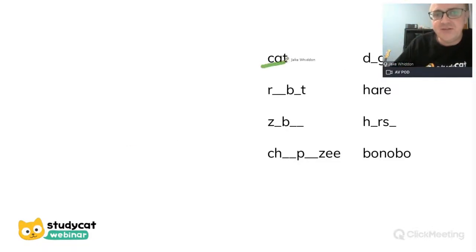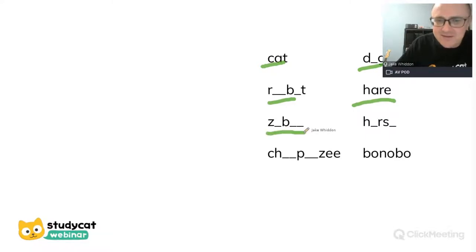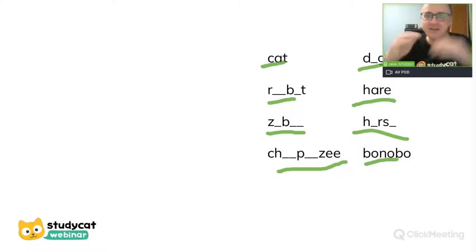So what's this? Cat and, yep. And this one? Yeah, you're right, great. And this one? Yep, zebra and horse, right? Of course. Now this doesn't seem hard at all, right? And this one? Ooh, who can spell well? This one? Chimpanzee and bonobo, right? So they're just similar pairs of things.